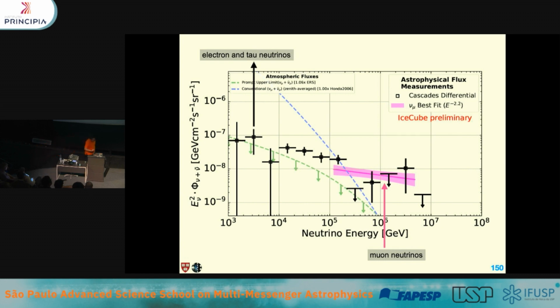So that's what I want to say about astrophysical neutrino diffuse measurements, the all-sky integrated measurements. And now I want to talk about neutrino sources.